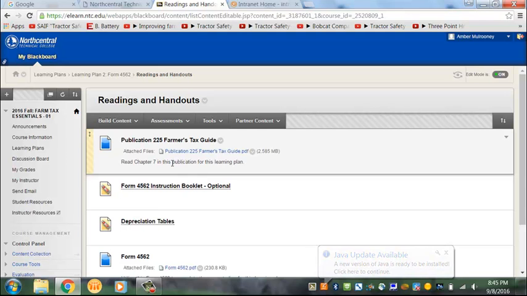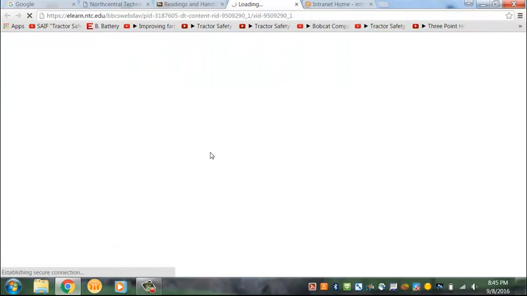So what we're going to go over is a couple items for the actual depreciation. I'm going to open the Farmer's Tax Guide so we can go through a couple of things, and we are then going to go to Chapter 7 once it opens.